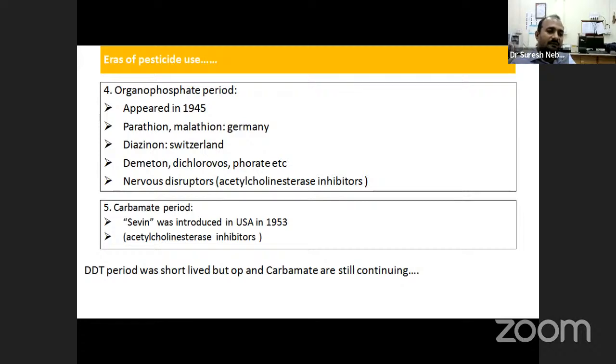Like aluminum phosphide or phosphine, which we use as a fumigant for storage insect control. What is the status of that? Whether it is in public use or in restricted use. If it is restricted use, what type of restriction is there? That restriction you should know. Like these details you should know, and I will be giving that information. So you go through those files. I think that will be sufficient for you.